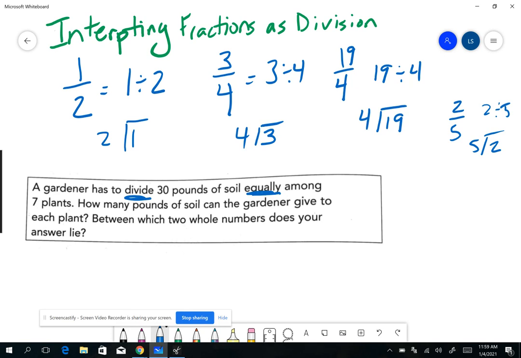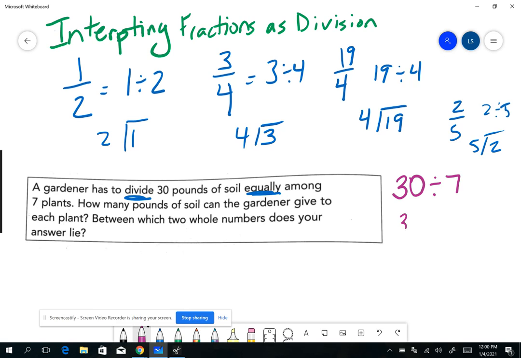Okay. So what you have to ask yourself when you're doing these word problems, what are you splitting? Are you splitting the plants, or are you splitting the pounds of soil? You're splitting the pounds of soil. So because you're splitting the pounds of soil, you have to put that on top. It's 30 divided by 7.